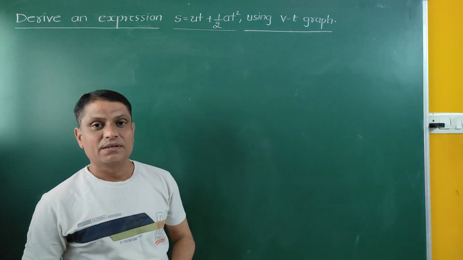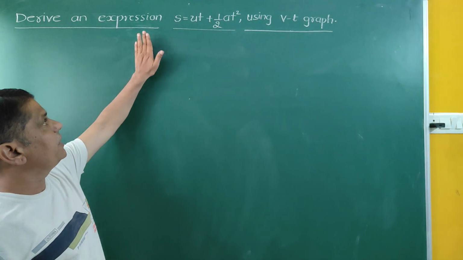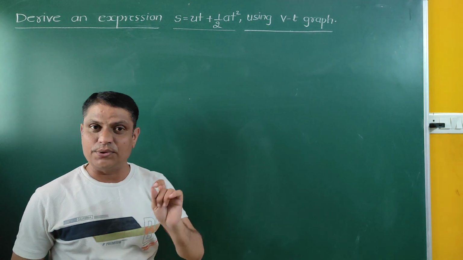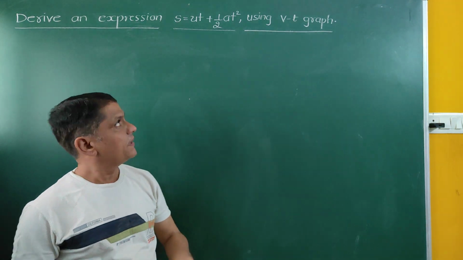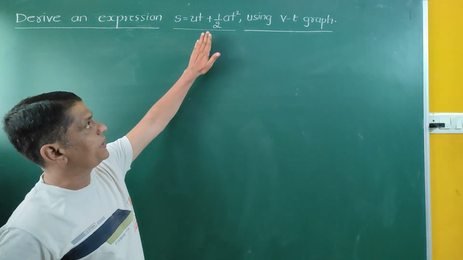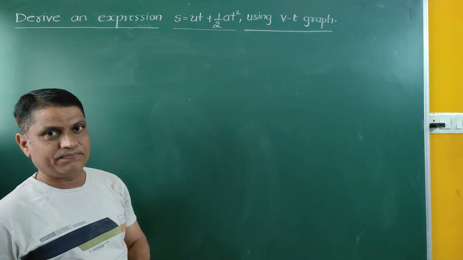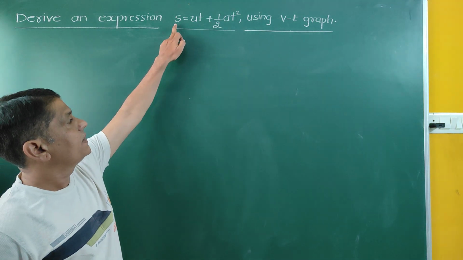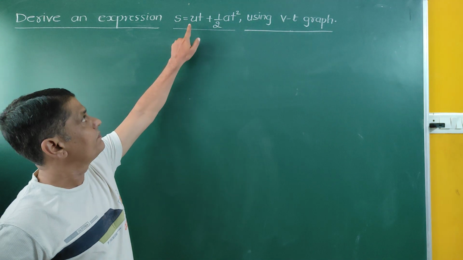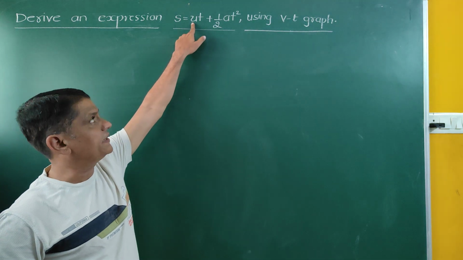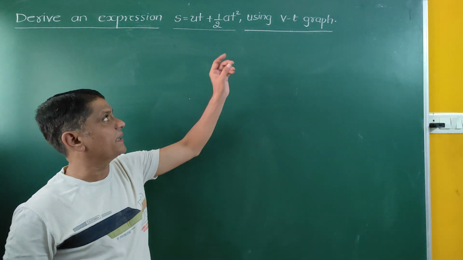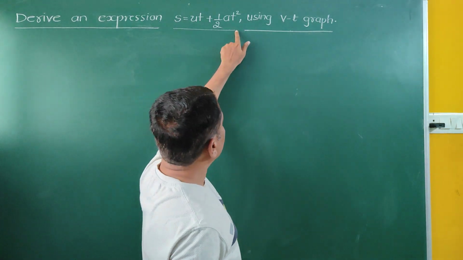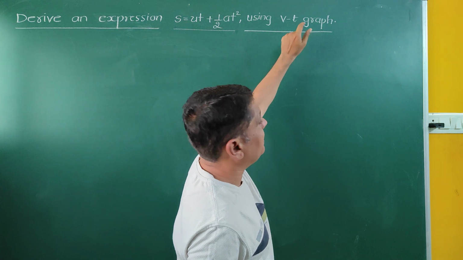Hi to all. Today we are going to derive a very important derivation from the theory examination point of view for PUC first year board exams. That is S is equal to UT plus half AT square, where the terms have the usual meaning. That is, S means displacement, U means initial velocity, T means time, A means acceleration. Today we have to derive this expression using the velocity time graph.